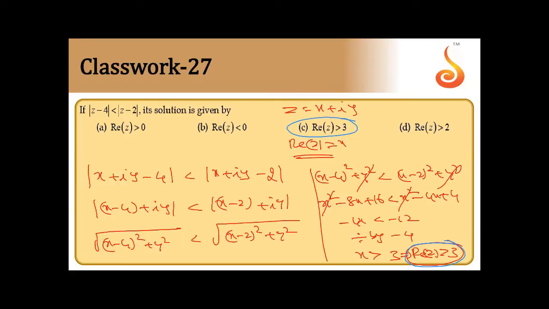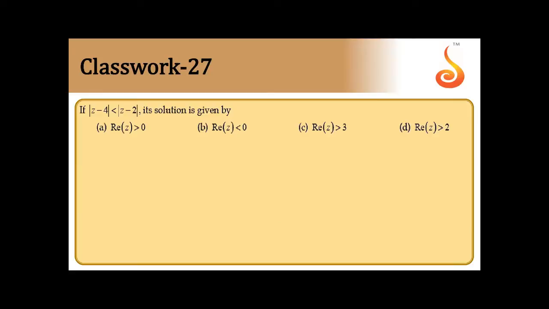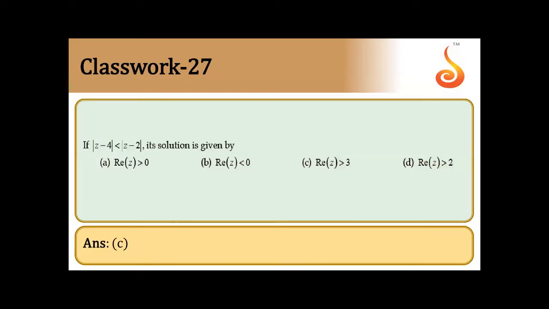Okay, how clear is this one? It's a simple question only. Just z equal to x plus iy, substitute, keep on simplifying, you will get the answer. So option C is the right answer.